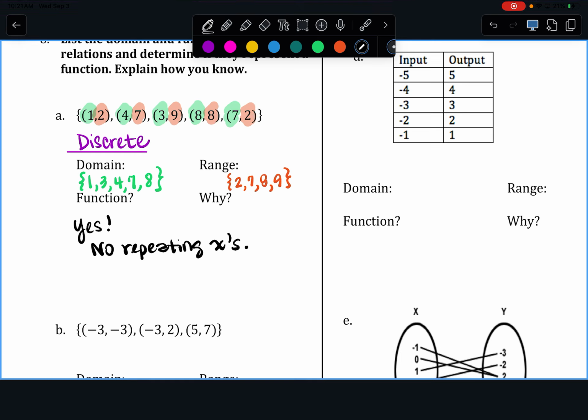Remember, it's okay for the y's to repeat. I don't care that I put in a 1 and get out a 2 and then put in a 7 and get out a 2. I don't care about that because it was 2 different x's that were used. I just can't have the same x give me a different y, okay?